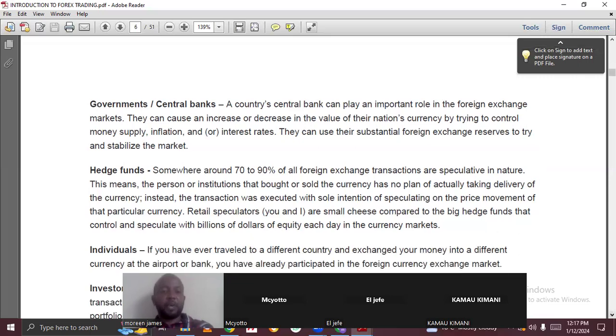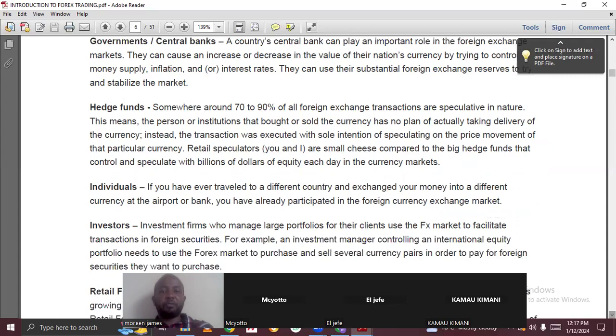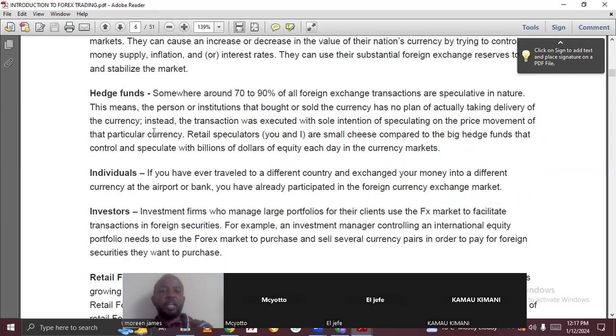Then hedge funds. Somewhere around 70 to 90% of all foreign transactions are speculative in nature. This means the person or institution that bought or sold the currency has no plan of actually taking delivery of the currency. Instead, the transaction was executed with the sole intention of speculating on the price movement. So these hedge funds are like you and me, retail traders. You and we are small cheese, but the hedge funds are moving billions and billions of dollars. They are companies who deal with wealthy clients and trade for them in exchange for a profit.